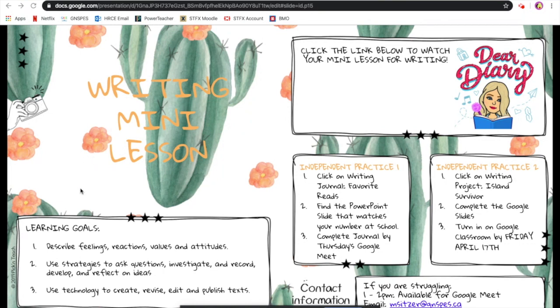In writing this week, we are going to be working on 3 main learning goals. So our first learning goal is describing feelings, reactions, values, and attitudes. And we're going to be doing that through our writing journal. We're going to use strategies to ask questions, investigate, record, and develop, as well as reflect on ideas. And that will be in both our writing journal and in our writing project.